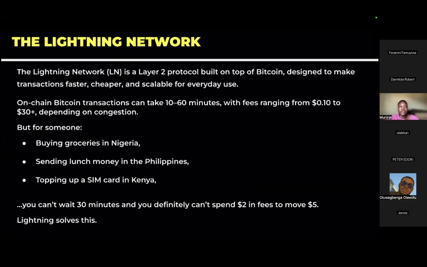So the Lightning Network is actually a layer 2 protocol, and it was designed to make transactions faster, cheaper, and scalable for everyday use. For on-chain, if there's mempool congestion, sometimes your transaction might take days, and you are just trying to buy something, or top up your card. You cannot wait 30 minutes, you cannot wait for days. And you are trying to maybe pay for something worth $5, you don't want to spend $2. But with Lightning, it solves your problem.